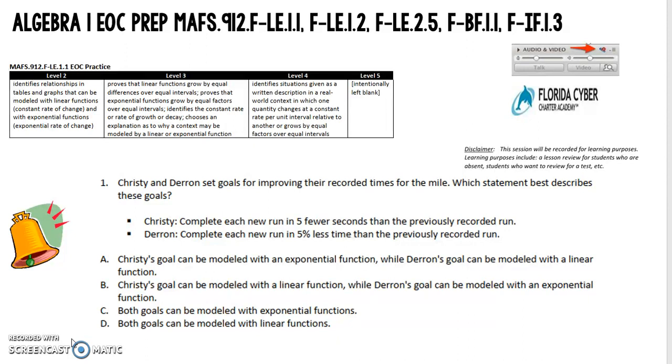Okay, so what we can do is, Christy's is actually linear, so every time she wants to take 5 seconds off her mile, whereas Darren's is a percentage. So Christy's is linear while Darren's is an exponential function because there's a percentage difference. All right.